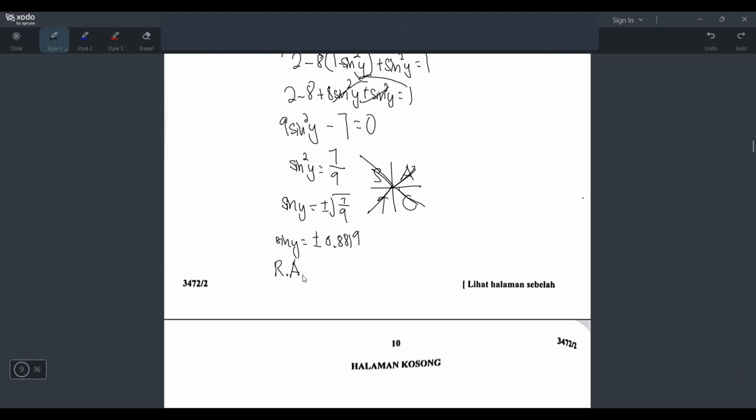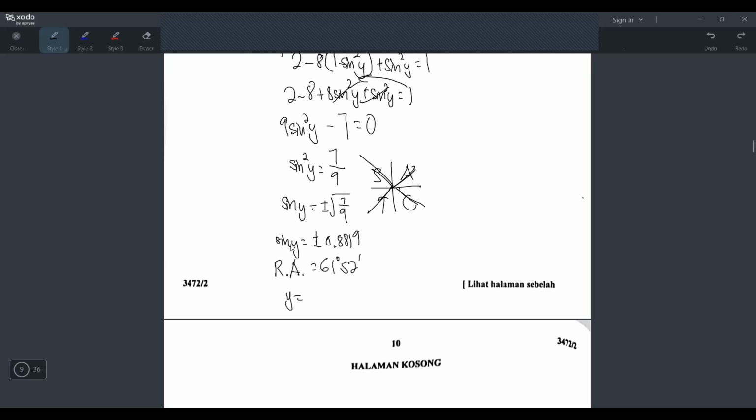So I'm going to write RA here. What is RA? Reference angle. And how to get the reference angle? You press shift sine 0.8819. Don't press the negative. Just press shift sine 0.8819, or you can use the answer button. I usually write in degrees and minutes. So it's 61 degrees 52 minutes, but this is not your final answer.